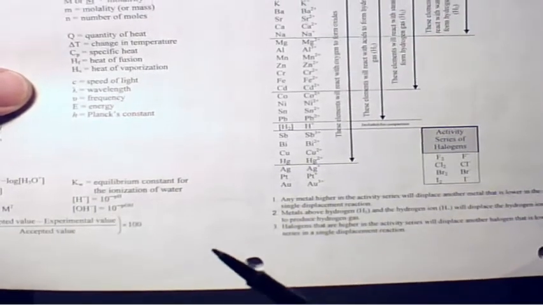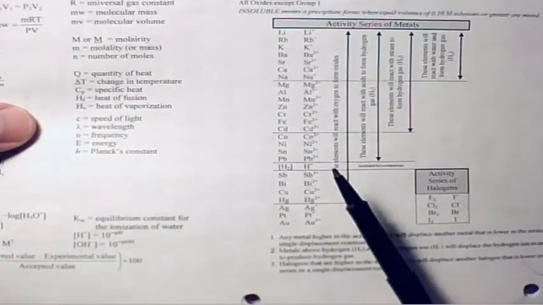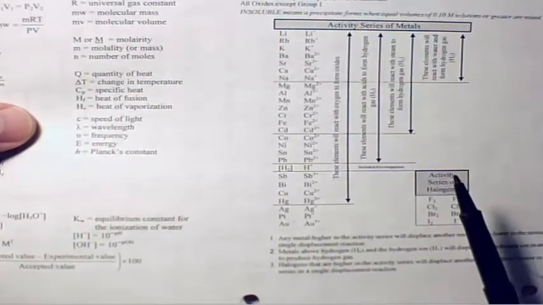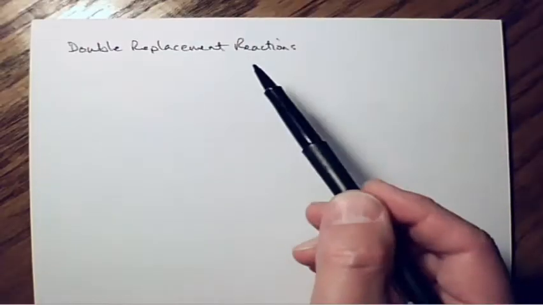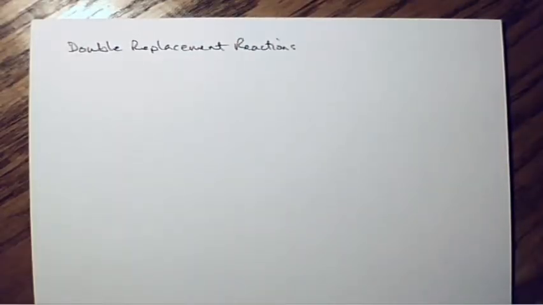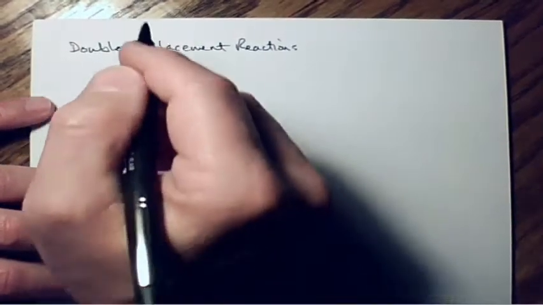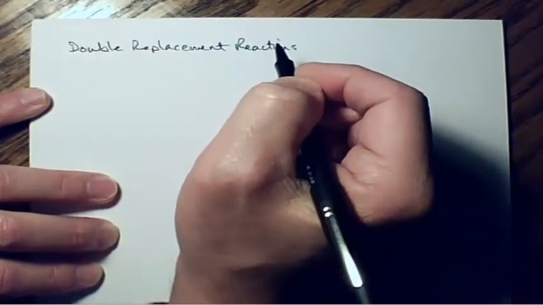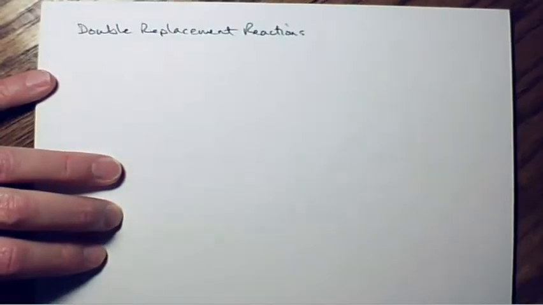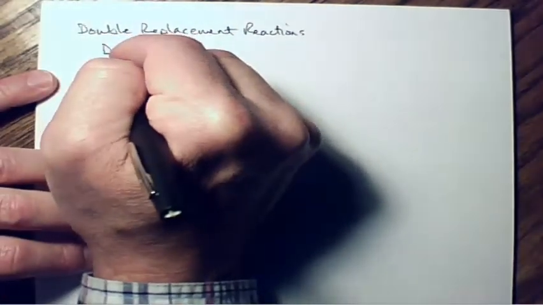You can determine whether there's a driving force or not for single replacement reactions without ever having to write down the products. Okay? That's different for double replacement. For double replacement reactions, you have to figure out what the products might be before you can figure out if there's a driving force. Okay? The driving force for double replacement reactions has to do with what is being formed.